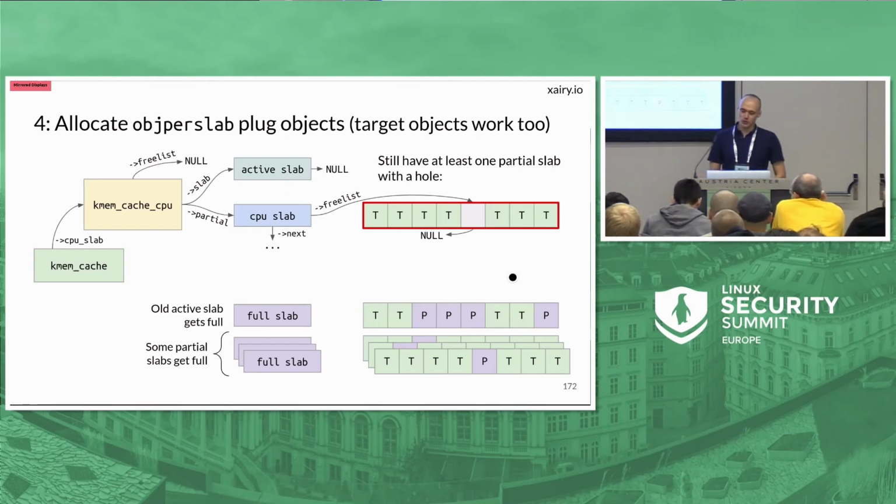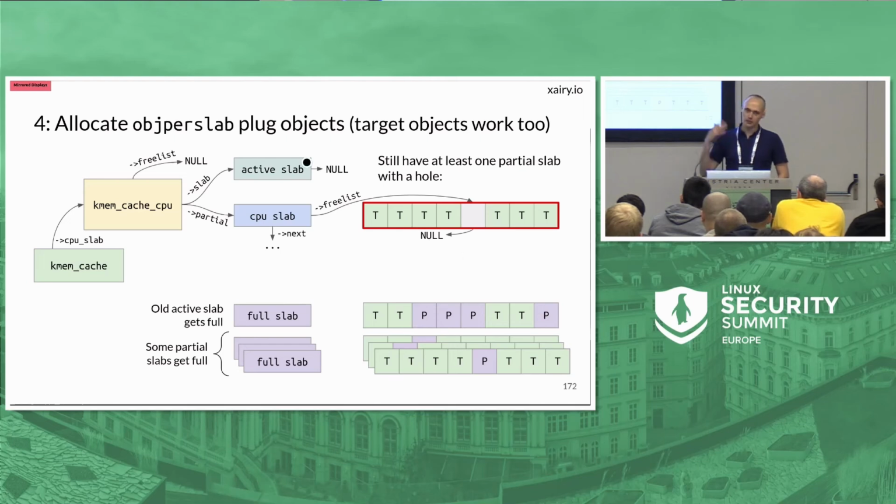So as a result, in this case I use plug objects, but it doesn't matter, target objects work too. For this case I just made it plug objects, so on the picture you can see it better which objects got allocated at this step. So let's allocate objects per slab plug objects. First, those objects were allocated from the active slab. So we had an active slab with 4 free slots, those slots got filled.